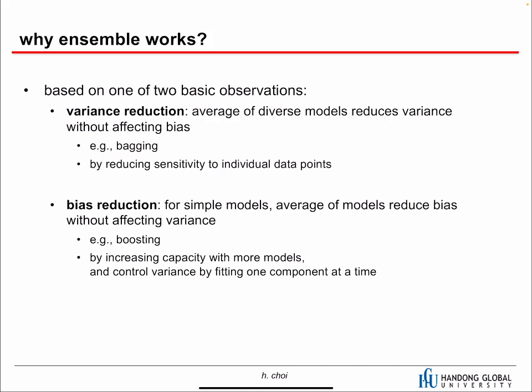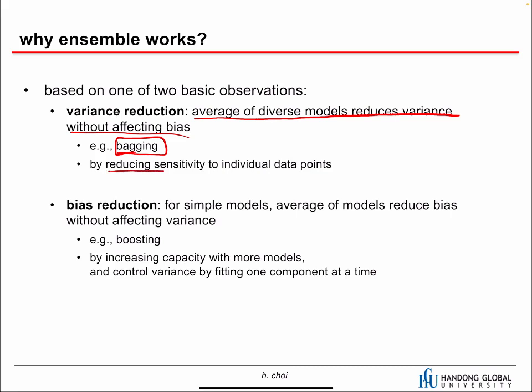So when we use bagging especially, then the average of diverse models reduces the variance without affecting bias, because each model can be trained with the same kind of training algorithm. Okay, so each individual model has the same kind of variance. But since we are taking the average, the variance decreases.